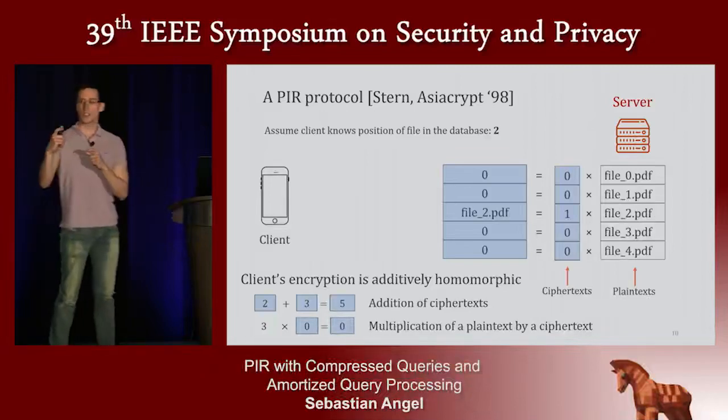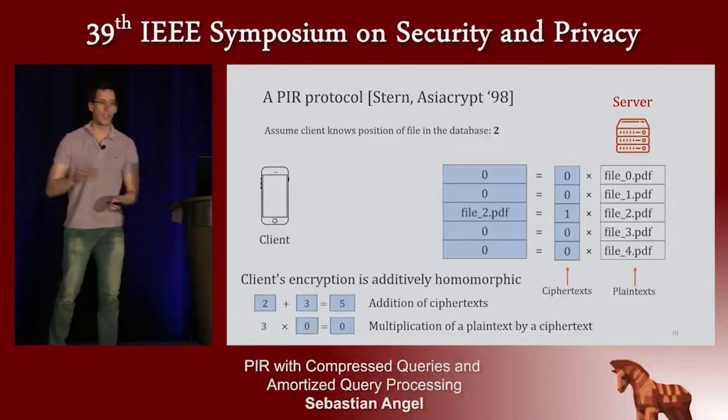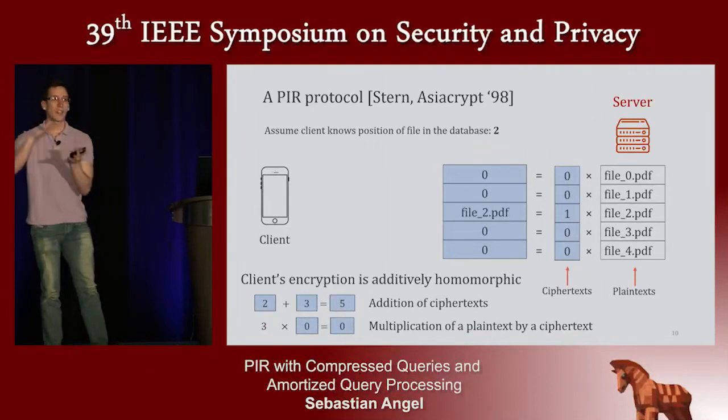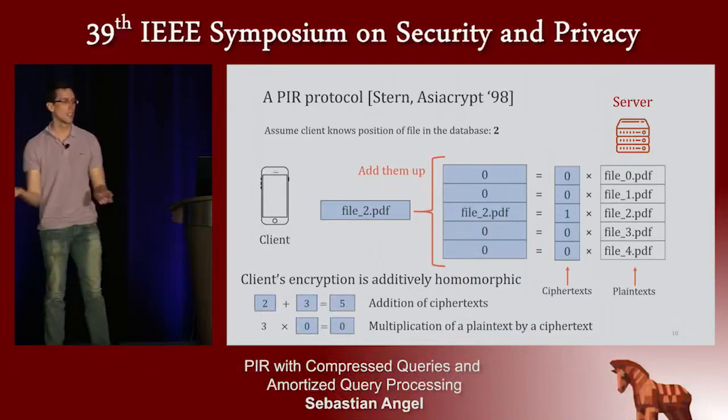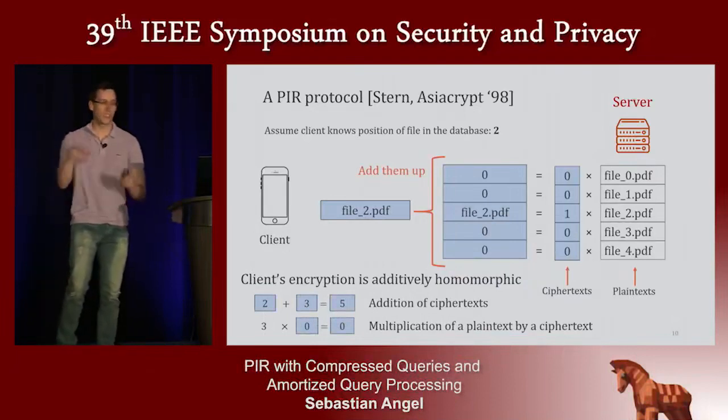And then, because the encryption scheme is additively homomorphic, the server can add all of the ciphertexts in the output into a single ciphertext that encrypts the file. And this is what the server sends back to the client.